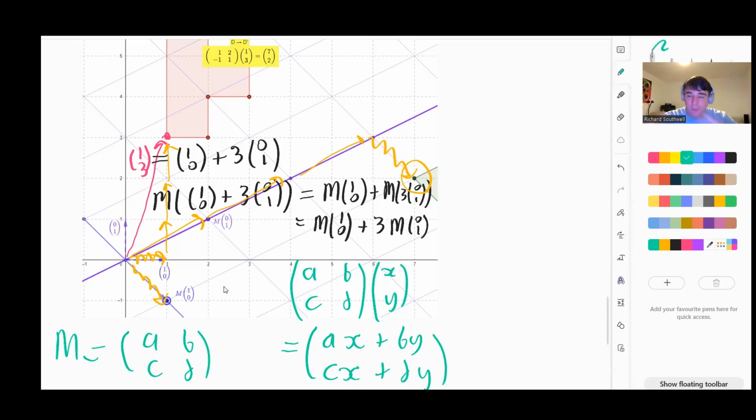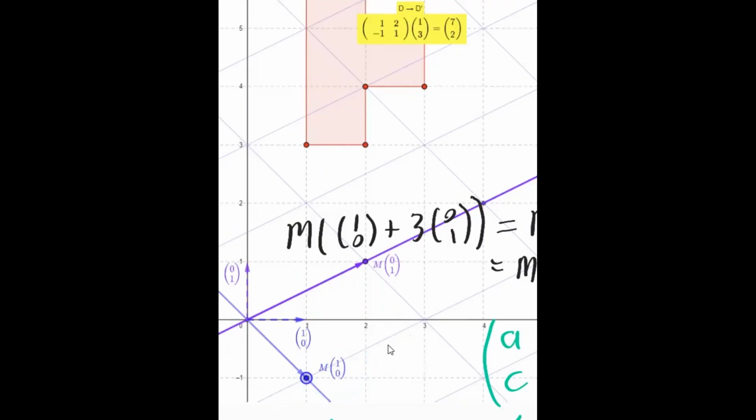You can think of it like that. But now, hopefully, you can see that there's a bit more geometry to be appreciated here. Because look at this. What is this vector here, m of (1, 0)? Well, it's one step to the right and one step down, so it's the vector (1, -1). What about this one here, m of (0, 1)? Well, this is the vector (2, 1).